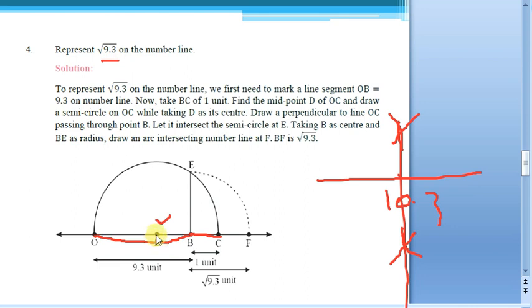Now see here, taking D as the center and OD as the radius, fix your compass needle here and the pencil here, and complete the semicircle like this. After completing the semicircle, we have to drop the perpendicular from B to the circumference in this manner. So you will get the length. Now take B as the center, fix your pencil here, and drop it to the number line. That means from this point B to this point F is going to be square root of 9.3.